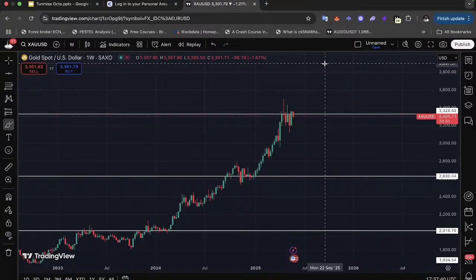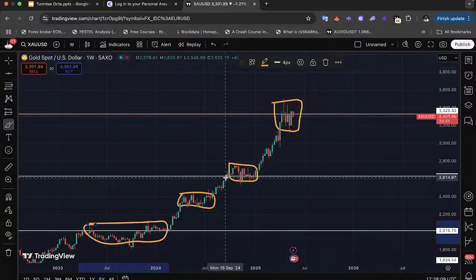Let me just map out this level so you can see. Price moved sideways here. Price moved sideways here. Price moved sideways here. All right, so what do we observe after every sideways movement in gold? After every sideways movement in gold, there's always a swing higher.